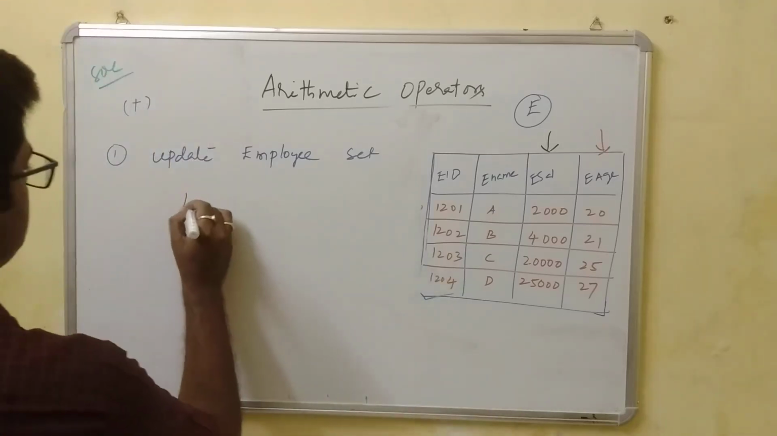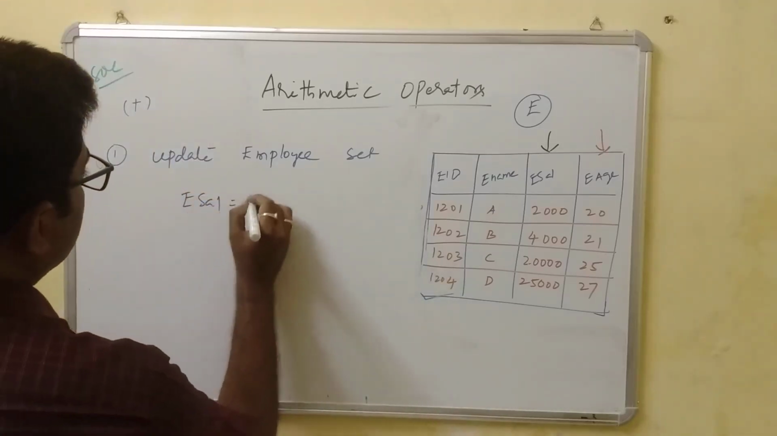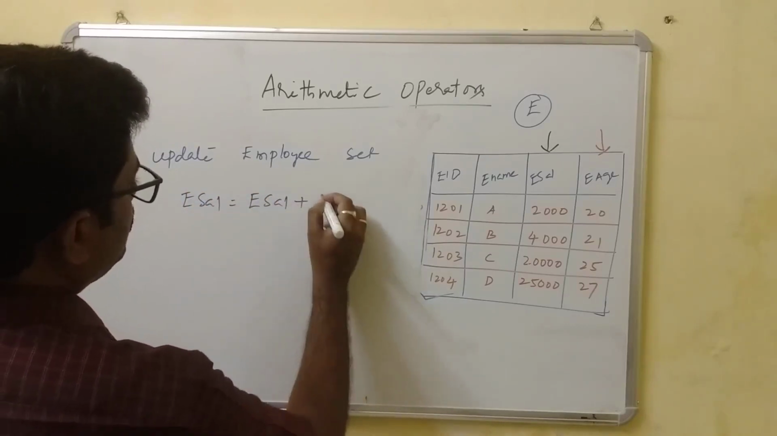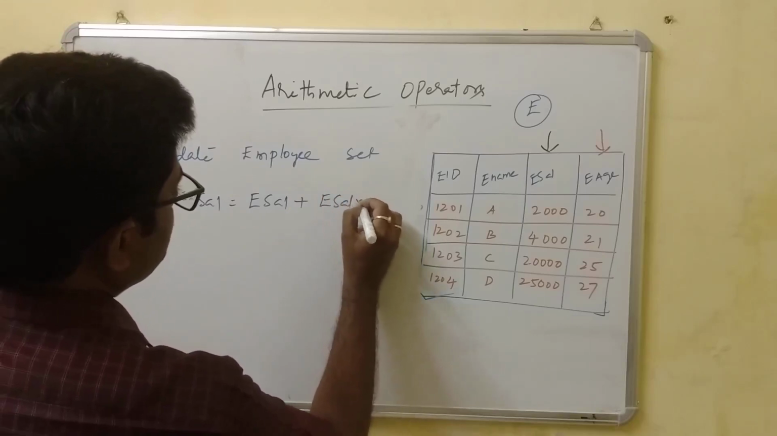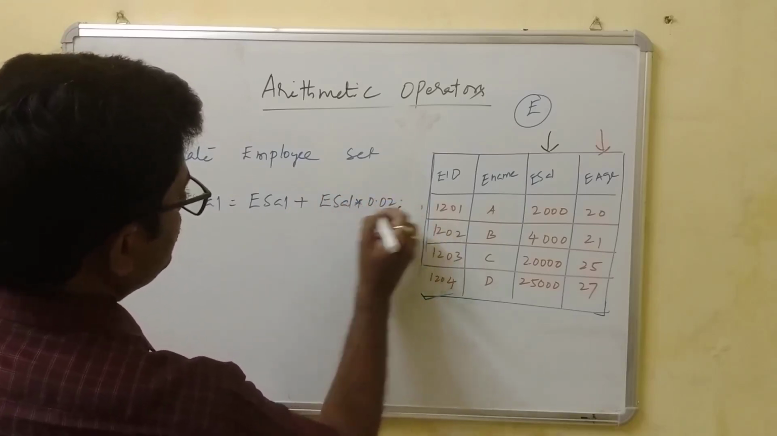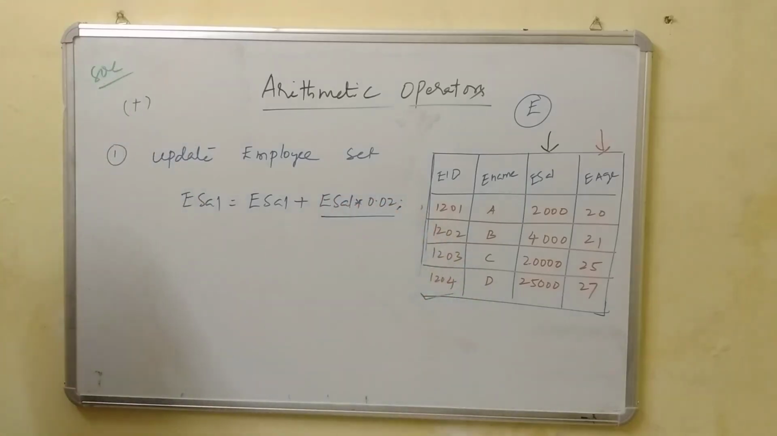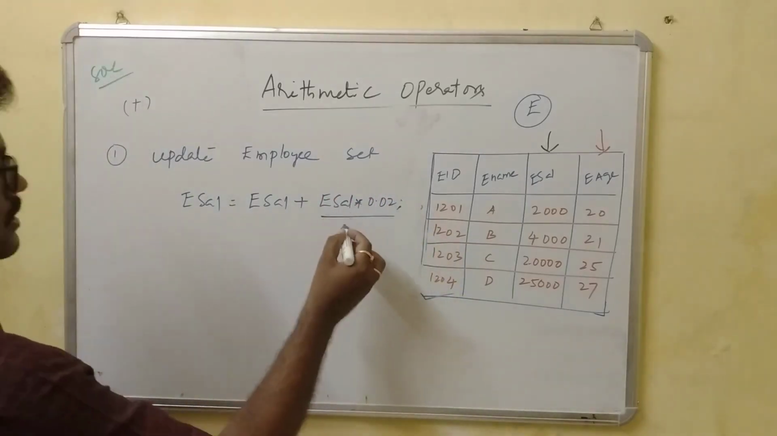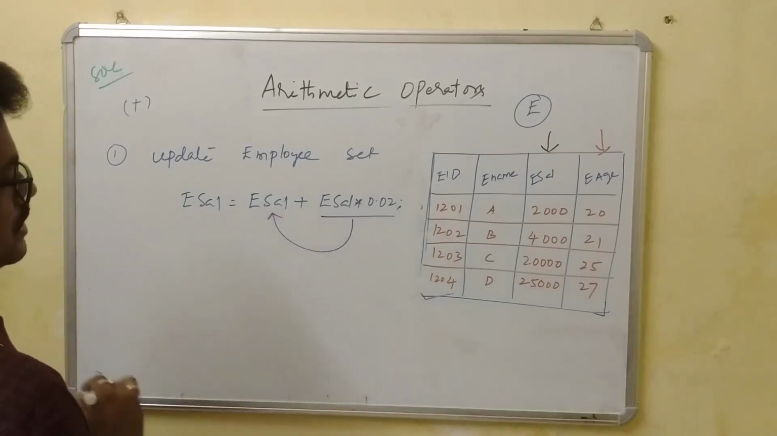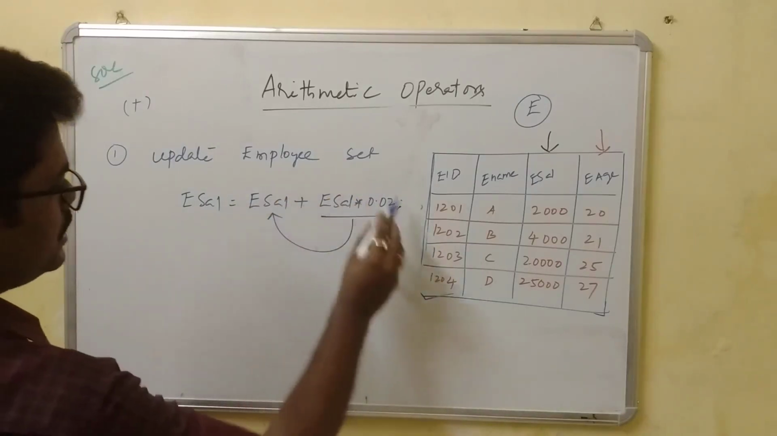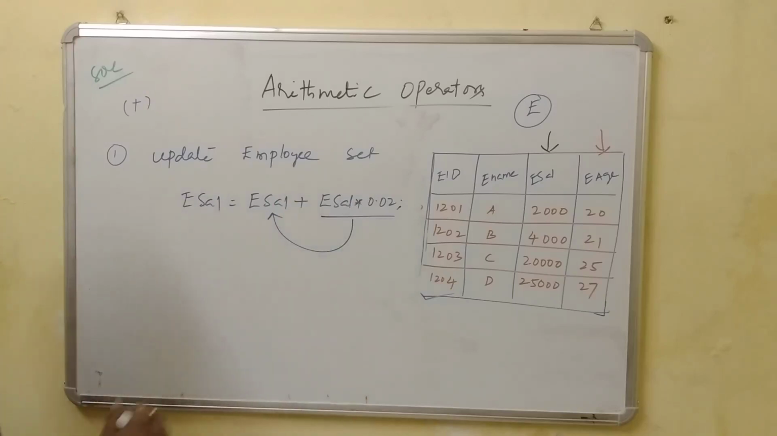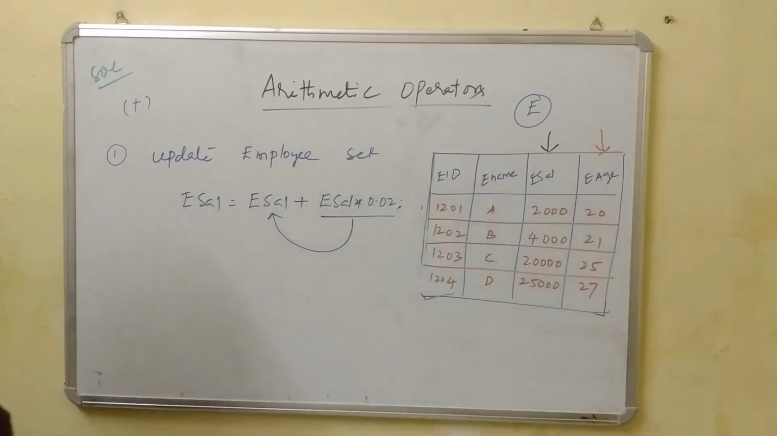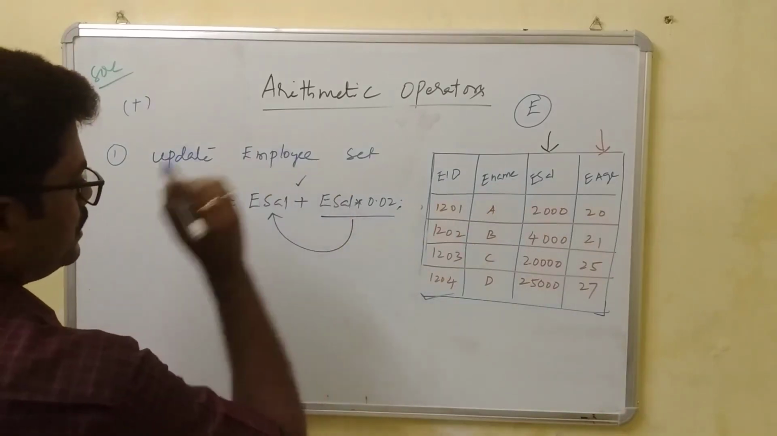Now set eSalary equal to eSalary, to the existing salary we have to add 2%. 2% is nothing but the existing salary into 2%, so that is 0.02. Once it is calculated, this will be added to the existing salary. Once it is added, this total salary will be stored in the salary column. So all the records will be updated, right? So here we are performing the addition operation.